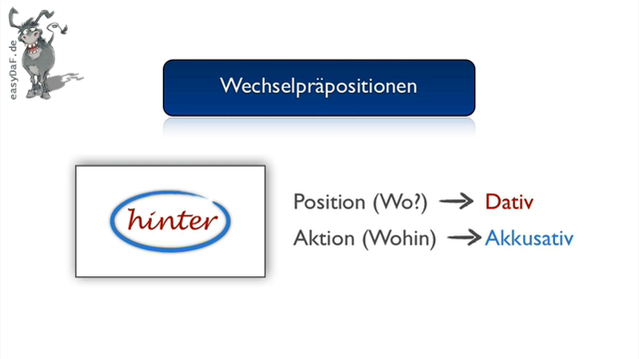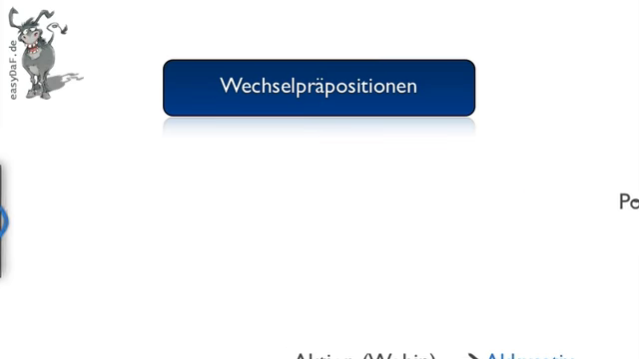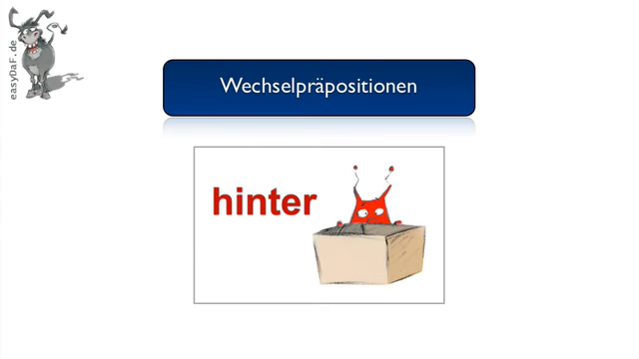And I made some neat little images to illustrate this difference in the meaning. Let's have a look at this little guy. As you can see, we use the same preposition hinter, but it's written down in red now because this little guy here is behind the box. So this expresses a position and not an action. So you would ask wo ist der kleine Kerl? So where is the little guy?